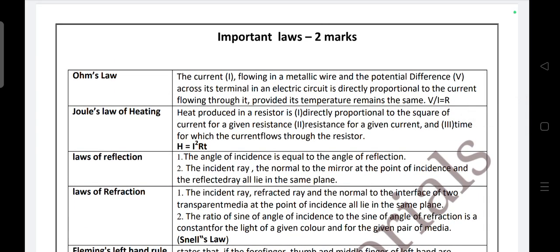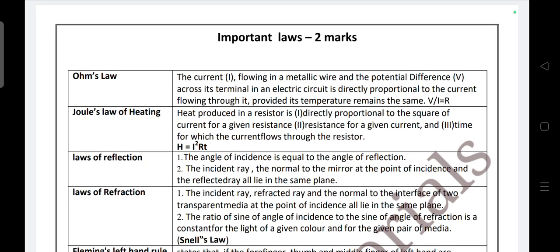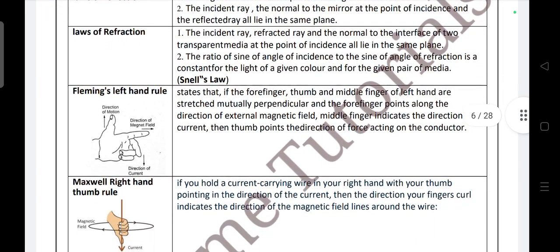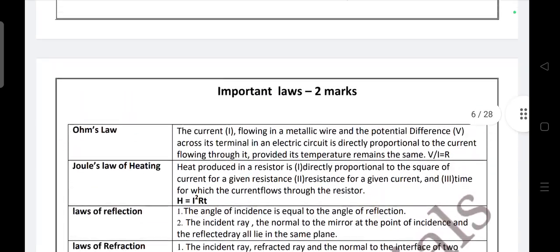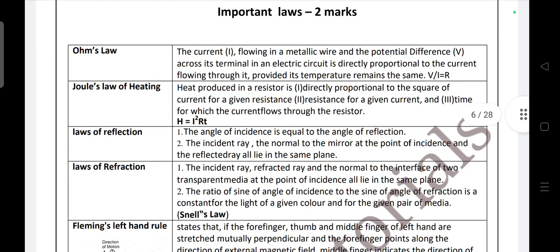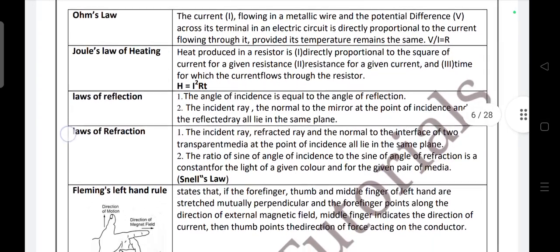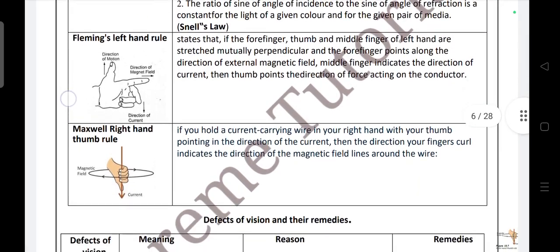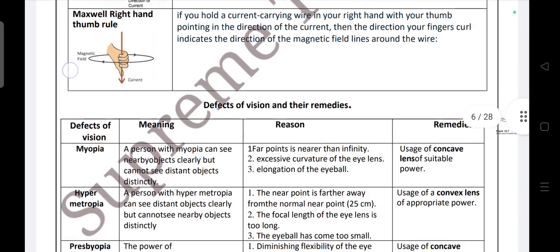This carries 2 marks. They will ask to write laws: Ohm's law or Joule's law, law of reflection, law of refraction, Fleming's left hand rule, Maxwell's right hand rule. Anyone they will ask, that is for 2 marks. Take a screenshot if you want, or else you have it in your textbook, the same you have to write. So these are important laws.